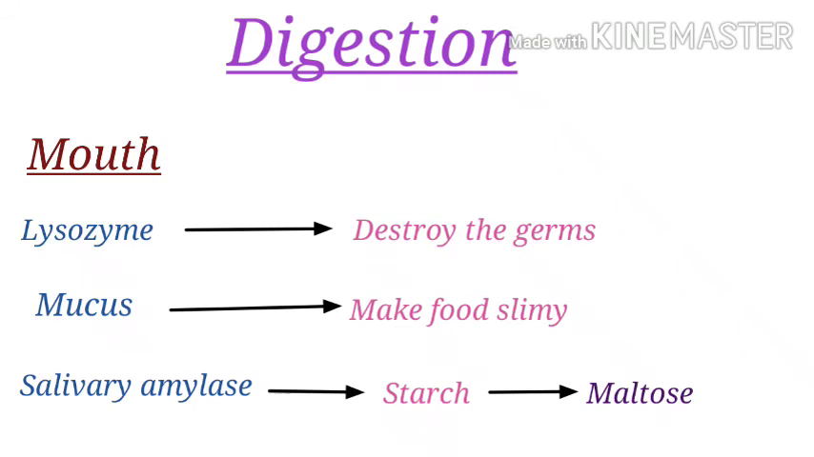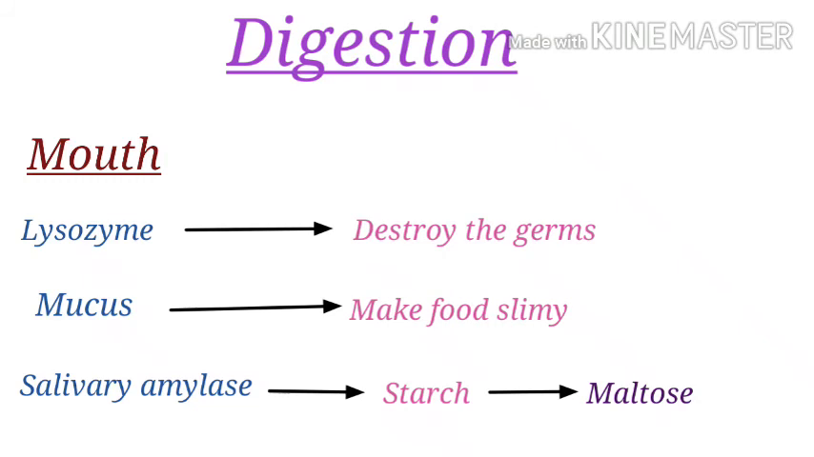Saliva contains mainly 3 components: salivary amylase, which is an enzyme, lysozyme and mucus. The function of lysozyme is to destroy germs, mucus makes the food slimy, and salivary amylase converts the starch in our food into maltose. That is why when we chew plain rice continuously for some time, we feel it sweeter, because maltose is sweeter than starch.